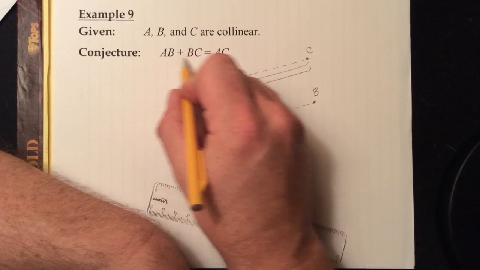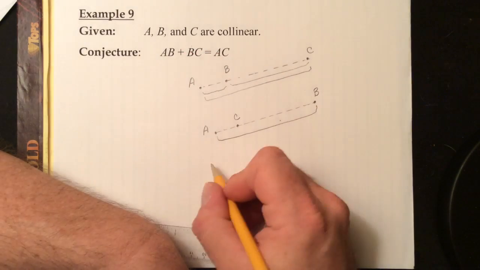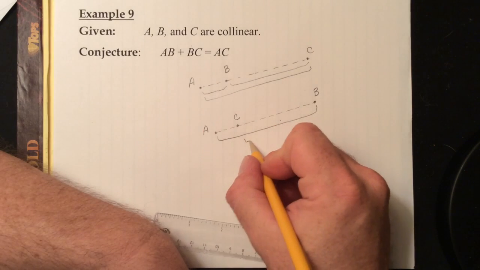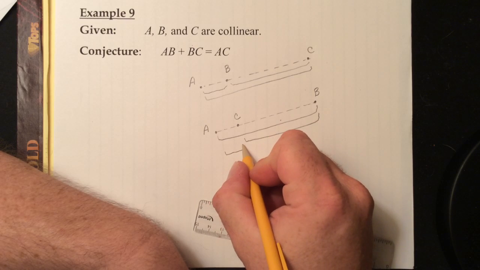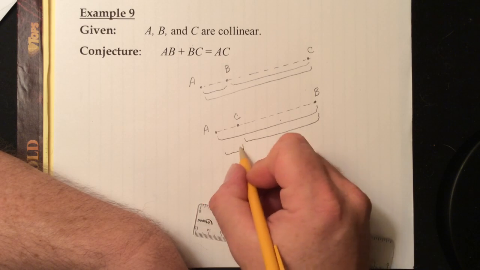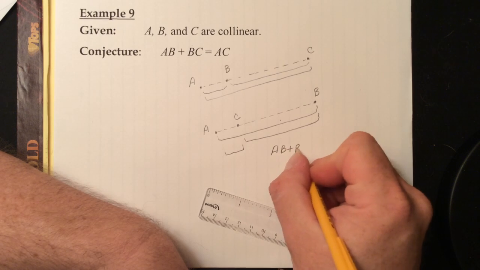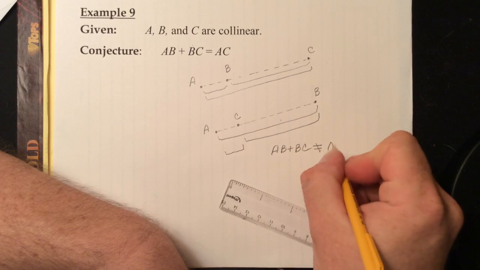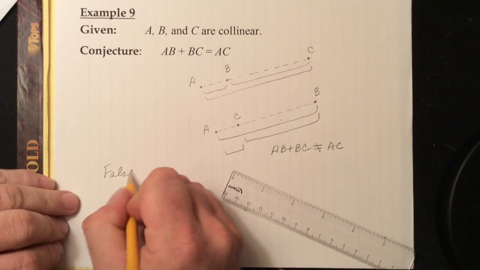However, this sentence now doesn't make any sense. The length of AB, the whole thing, plus the length of BC, which is this part right here, equals AC. That doesn't make any sense. This is a lot shorter than either one of them. So AB plus BC does not equal AC here, and this would be a counterexample. This is a false conjecture.